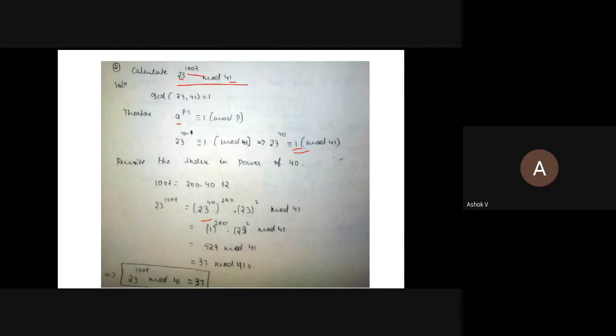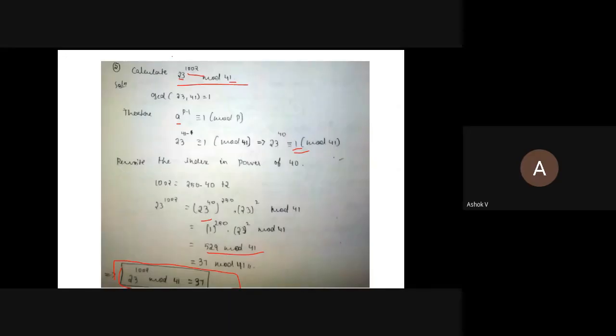23 power 40 will always result as 1, so we have 1 power 250 into 23 square mod 41. 1 power 250 is always 1, and 23 square is 529. 529 mod 41 is 37. So 23 power 1002 mod 41 has the result 37. In this way you can calculate the result of 23 power 1002 mod 41.